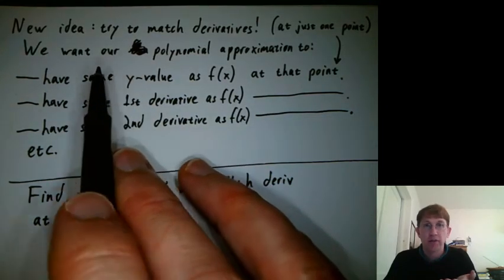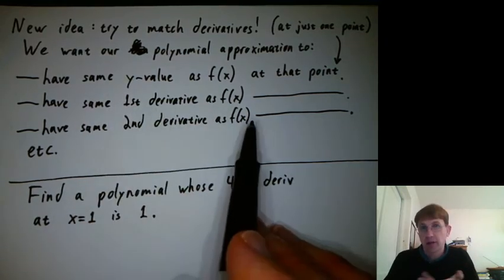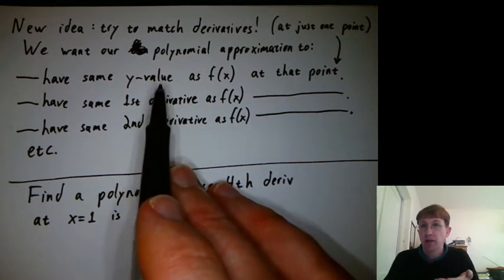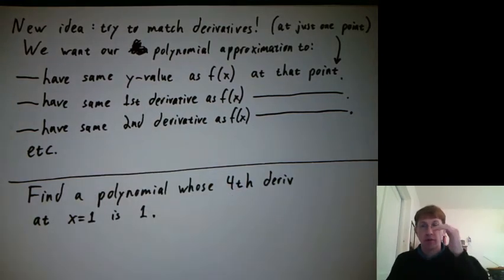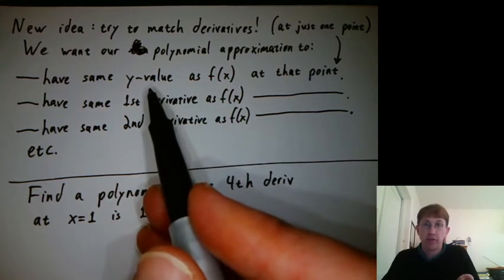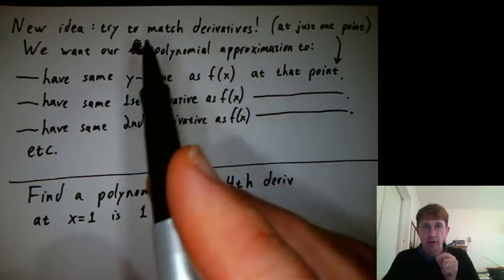To match derivatives, we'd say we want our polynomial approximation to have the same first derivative and same second derivative and third derivative and so forth. But it would also be nice if it had the same y value, like it actually went through a particular point that we had picked. And we can think of the y value as the 0th derivative, so it kind of fits in the system here. So how are we going to accomplish that?